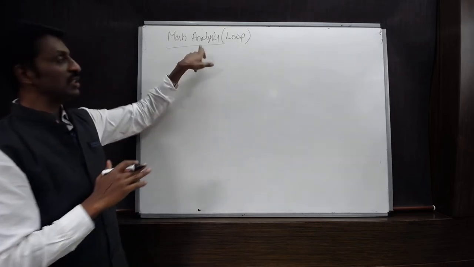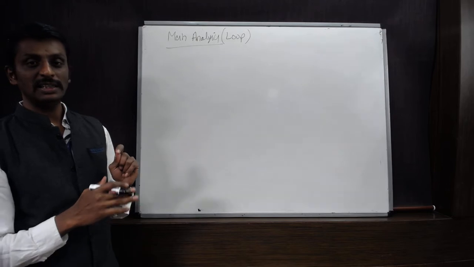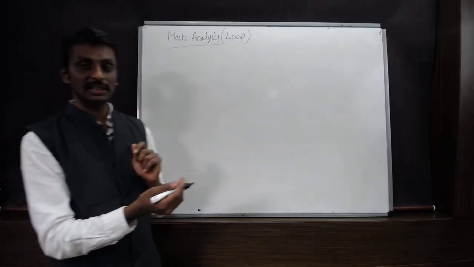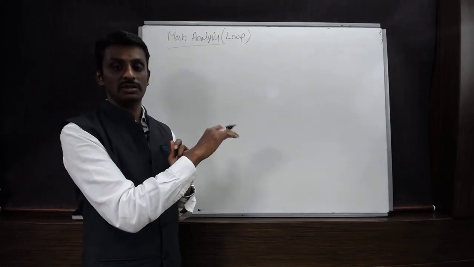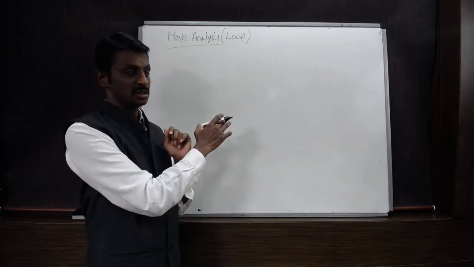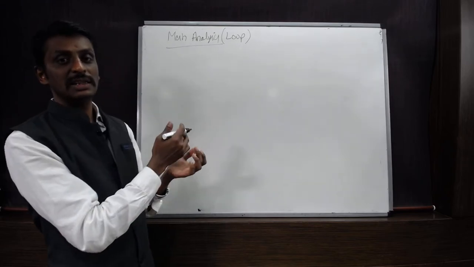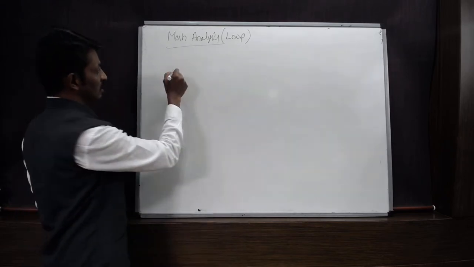Okay. So in mesh analysis, we are going to apply one of the concepts called Kirchhoff's voltage law. As per Kirchhoff's voltage law, it states that the algebraic sum of the voltage drops across the resistances will be equal to the algebraic sum of the voltages across the voltage sources. So in order to explain the KVL, let us consider the circuit as shown below.